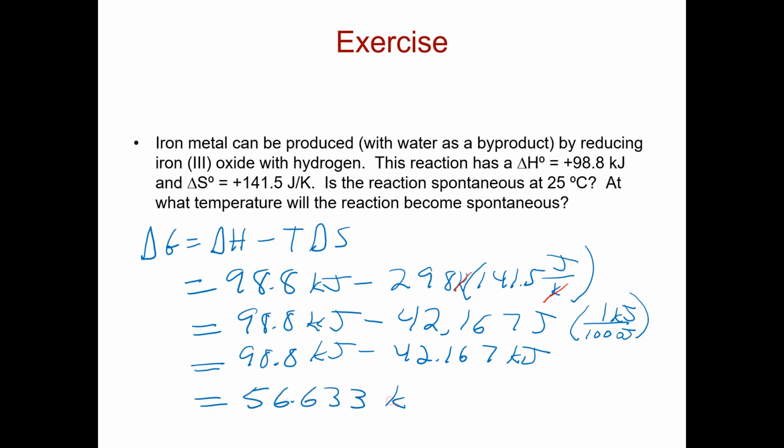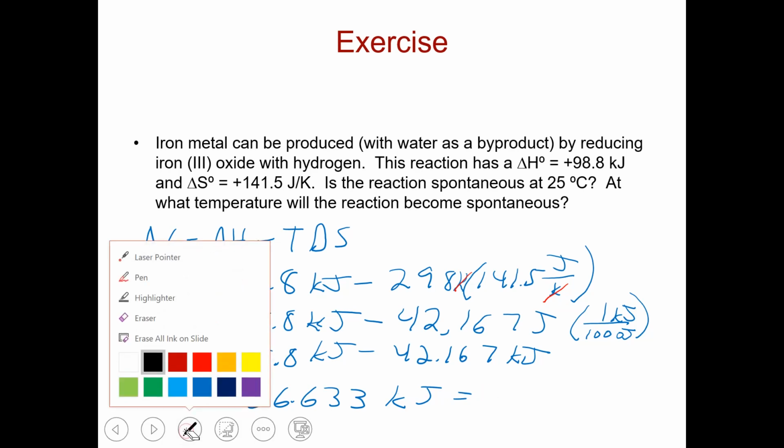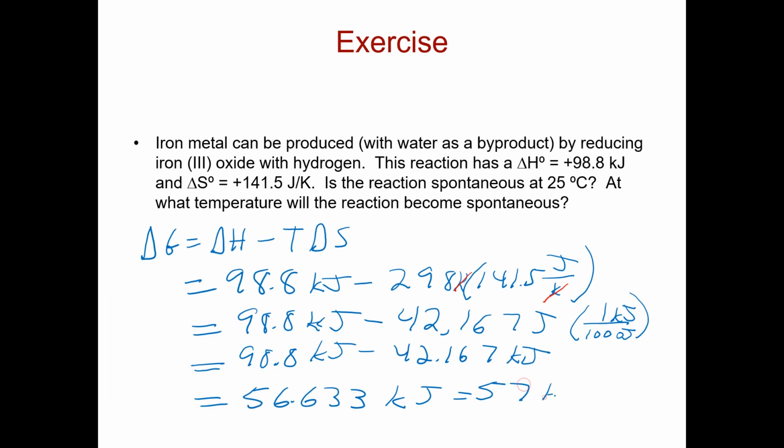56.633 kilojoules, which, if I keep the correct number of significant figures, rounds off to 57 kilojoules. So this is positive 57 kilojoules. So no, at 25 degrees Celsius, the reaction would not be spontaneous. So the second part of this question asks us, at what temperature would the reaction become spontaneous?